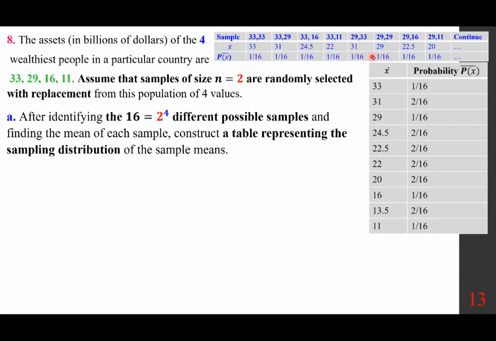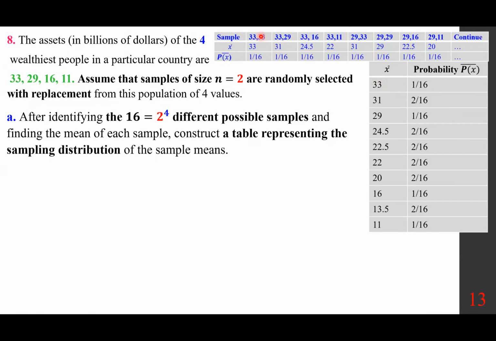So here's what's going to happen. When the X bar is 33, there's only one way out of a total of 2 to the power of 4 or 16, so 1 out of 16. But the next one, 31, happens 2 times, so 2 out of 16. The next one, also 2 out of 16. The next one, 2 out of 16. So anytime you have the number itself, it doesn't repeat. But anything else is 2 out of 16.